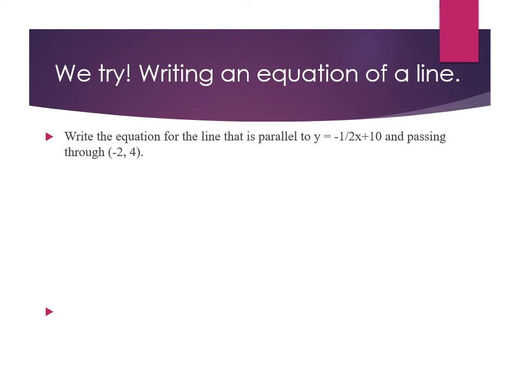Okay, so now we have, write the equation of a line that's parallel to negative 1/2 x plus 10 and passes through negative 2, 4. Again, we know your slope is negative 1/2. Remember, we're asking about being parallel, right? So that means the slopes are going to be equal.